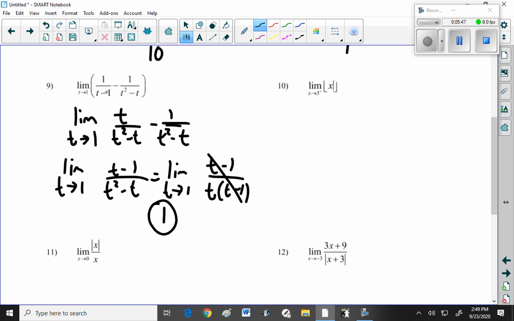Again, the limit of a difference is only the difference of the limits, limit of this minus limit of that, if these limits exist. And since at least one of them doesn't, you cannot just break up the limit like that.